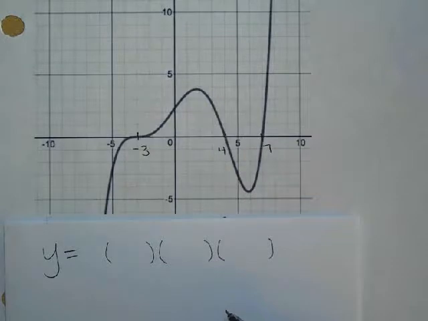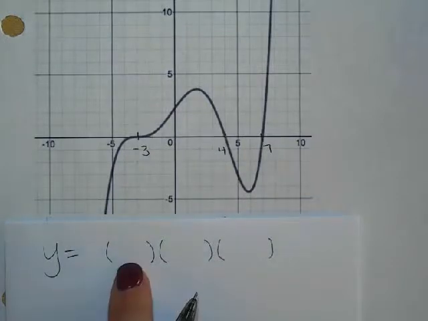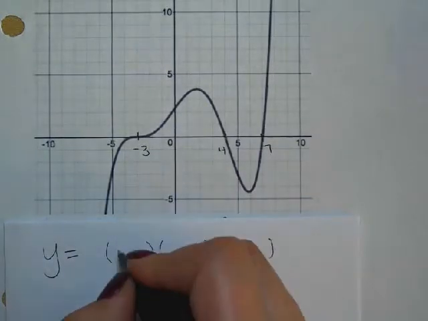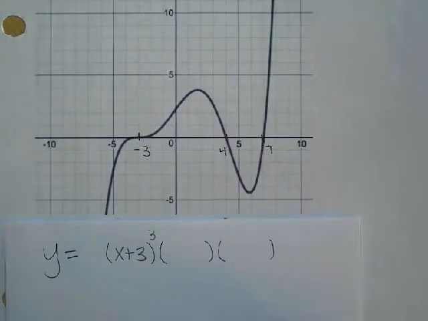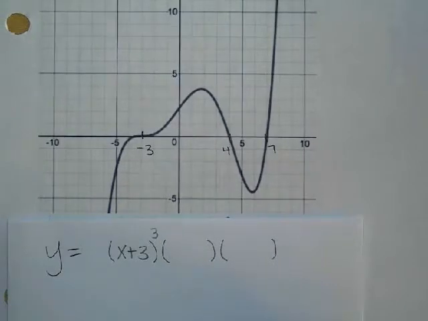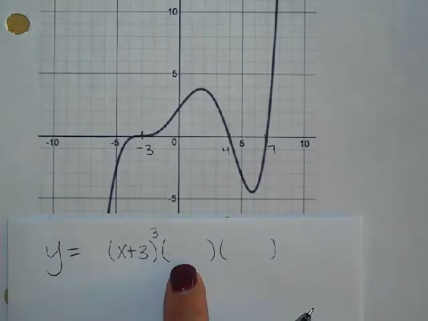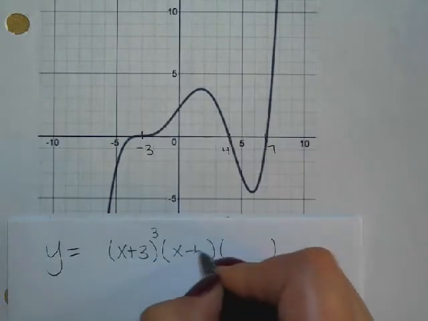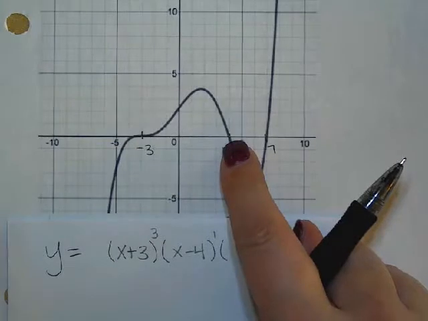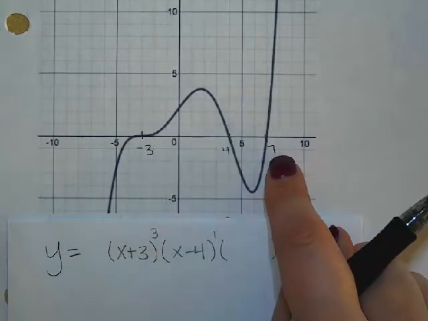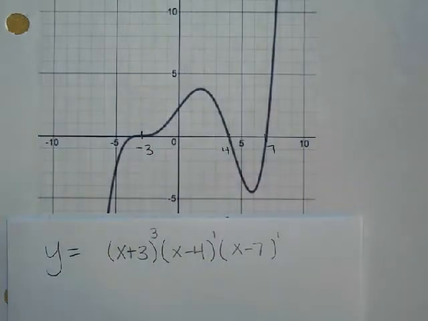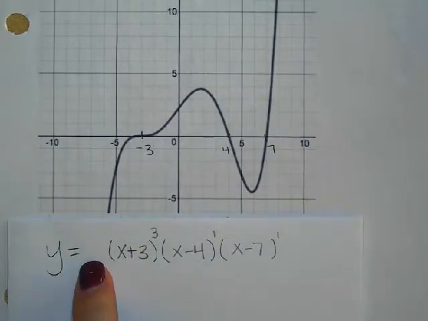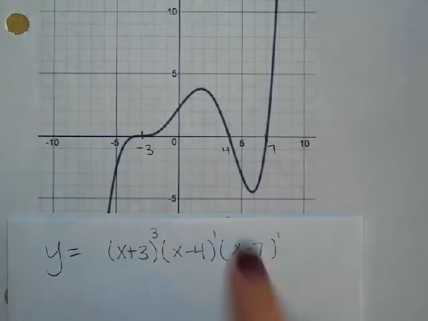All right, so what do you guys have for the first parenthesis? X plus 3 cubed, because it squiggles through, so that's a multiplicity of 3. What do you have for the next set of parentheses? X minus 4 to the 1, because it goes straight through. And then what do we have for the last one? X minus 7 to the first, because it goes straight through. And then we have, it's positive in the front. It's a degree of 5.